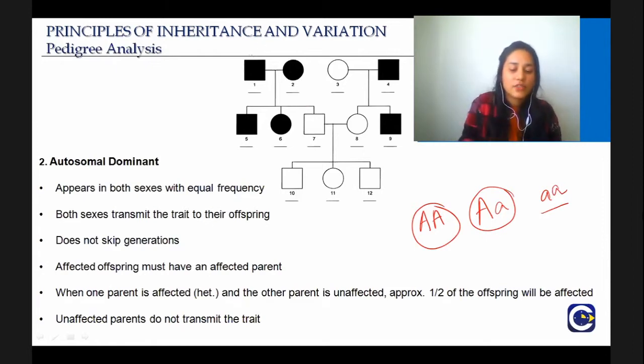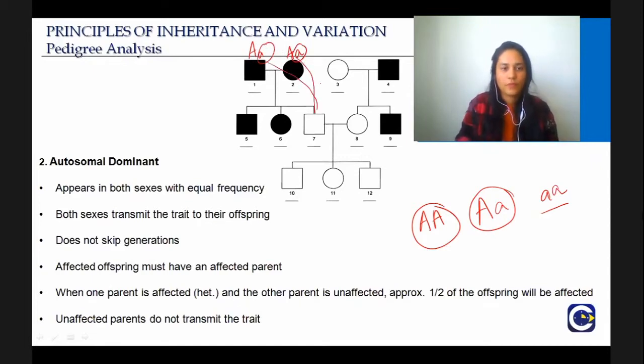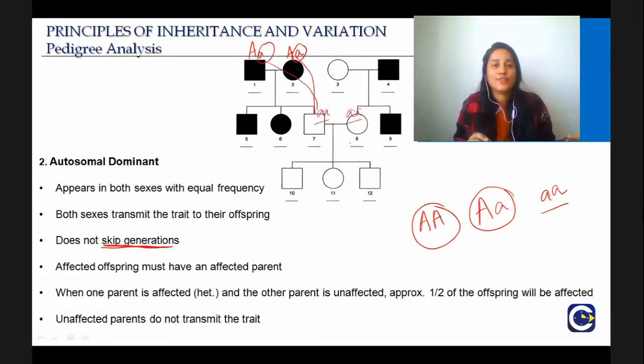In case of autosomal dominant, both capital A capital A and capital A small a are the diseased ones. Good, perfect. So these are both capital A small a, and that is why this small a is this one. And that is why it does not skip generation. There will be no skipping of generation in case of autosomal dominant disorder, because only small a small a are the ones that are without the disease. And if both of them are without the disease, they cannot produce an individual that is having the disease. So therefore, affected offsprings must have at least one affected parent.